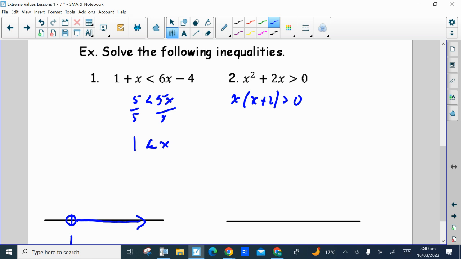But then how do we handle it from there? What do we do? Because we've got two factors, and the product of those two factors must be greater than 0.